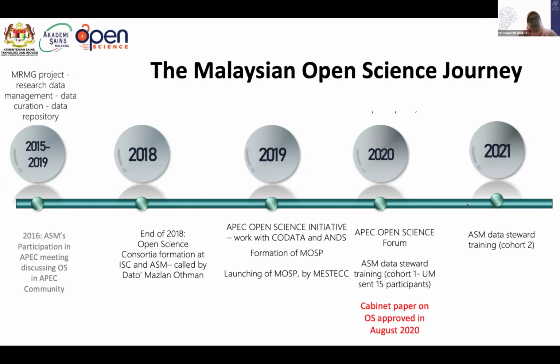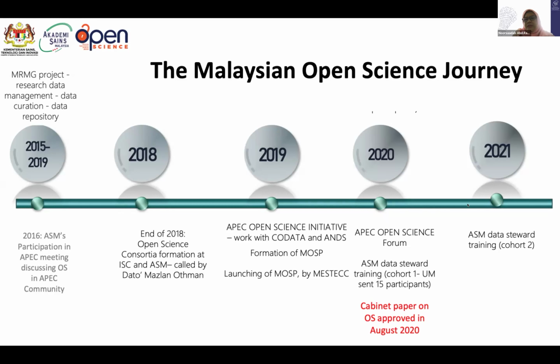At the same time, the Malaysian Academy of Sciences participated in the APEC meeting, which discussed open science in the APEC community. When they came back in 2018, we formed a consortium comprising members from the Academy of Sciences and the universities involved to form the Malaysian Open Science Alliance, to look at how open science can be carried out in Malaysia. The Open Science Alliance was launched in 2019 and oversees the Open Science Initiative in Malaysia.